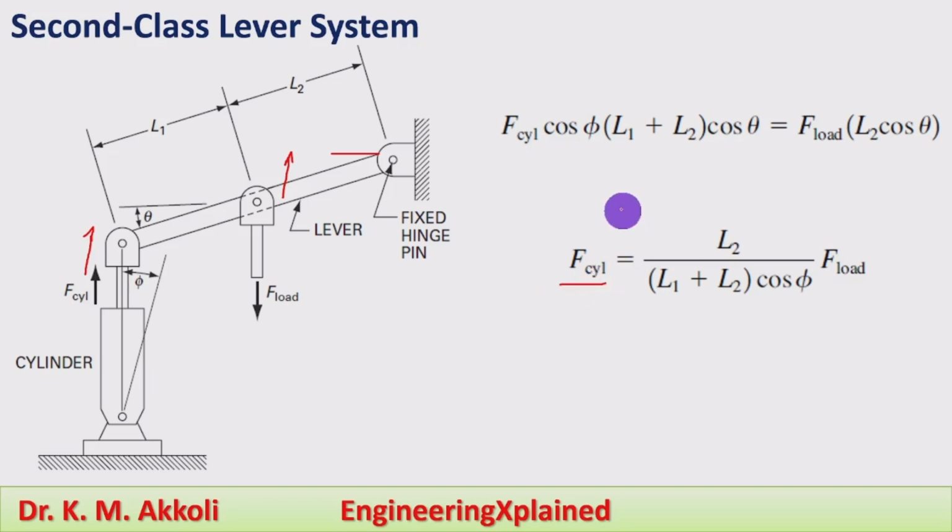The F cylinder can be given as L2 cos theta, that cos theta gets cancelled, then L2 by L1 plus L2 cos phi into F load. By this equation we can find the force required by the cylinder in the second class lever system.